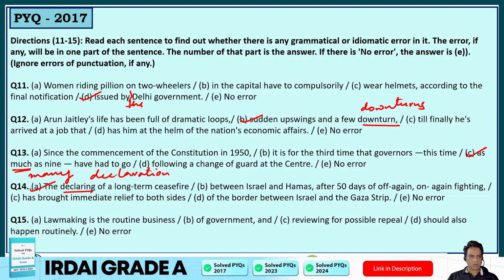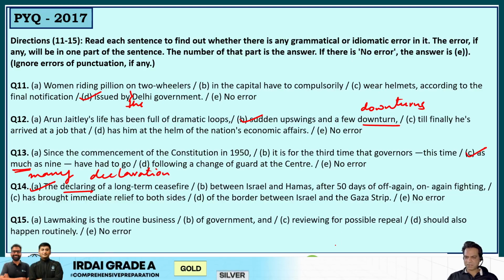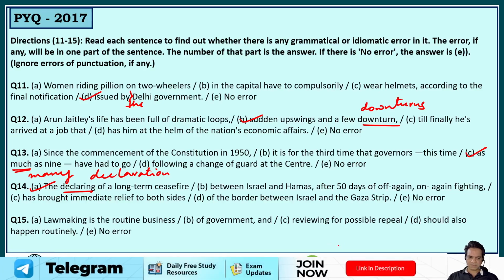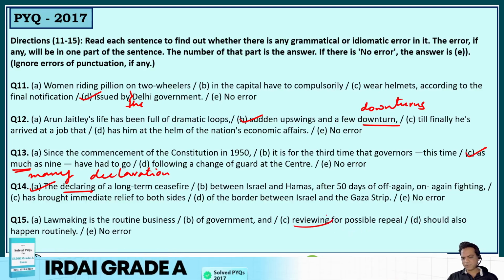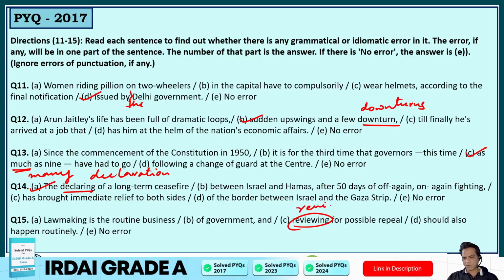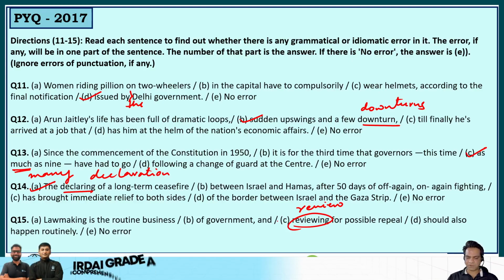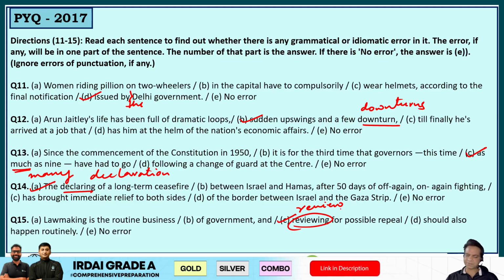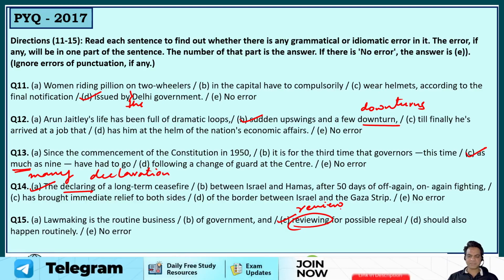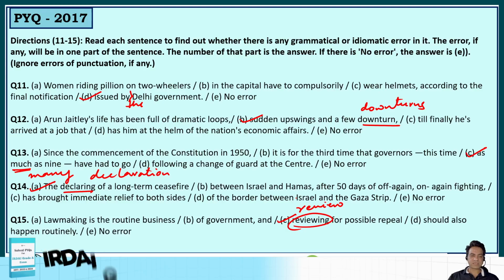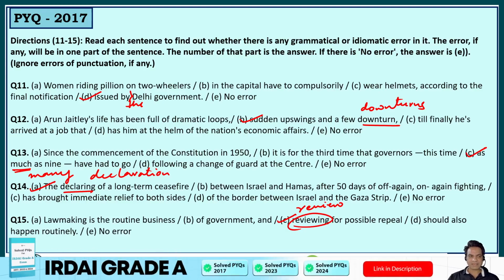And 15, lawmaking is the routine business of government and reviewing for possible repeal should also happen routinely. Reviewing, no, it should not be reviewing, it should be review, and review for possible repeal should also happen routinely. So a review for possible repeal, not reviewing for, review for. So again, option C is your correct answer. So this is how you have to solve your grammatical error based questions, guys.